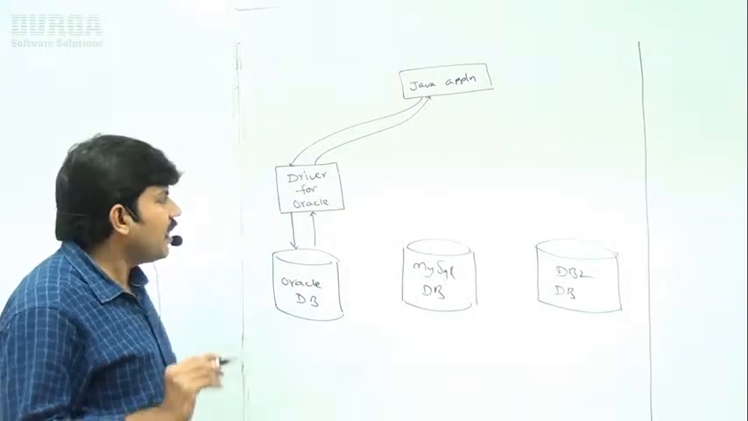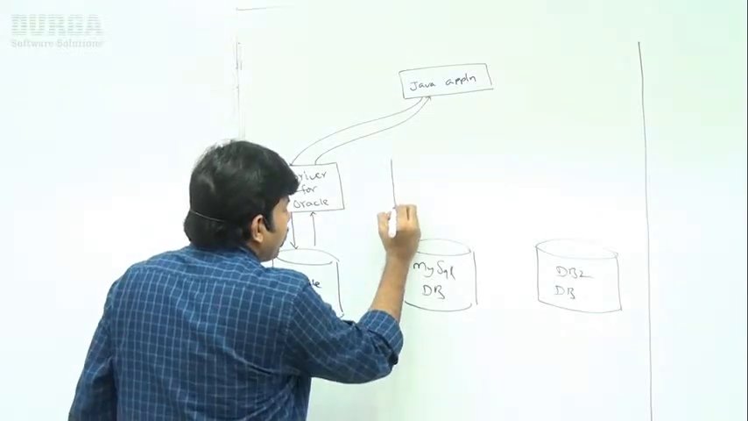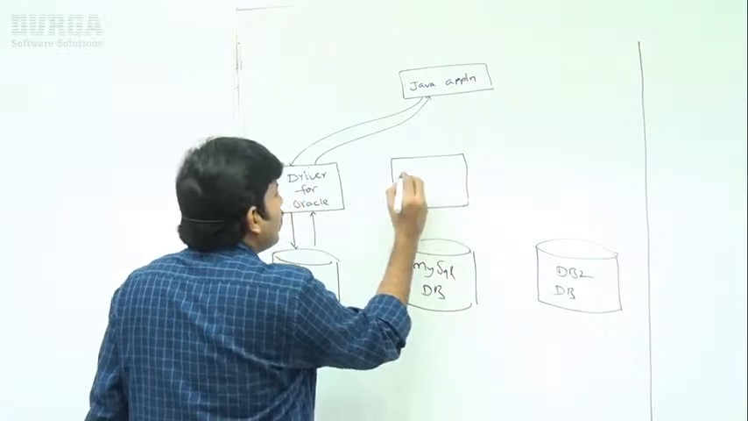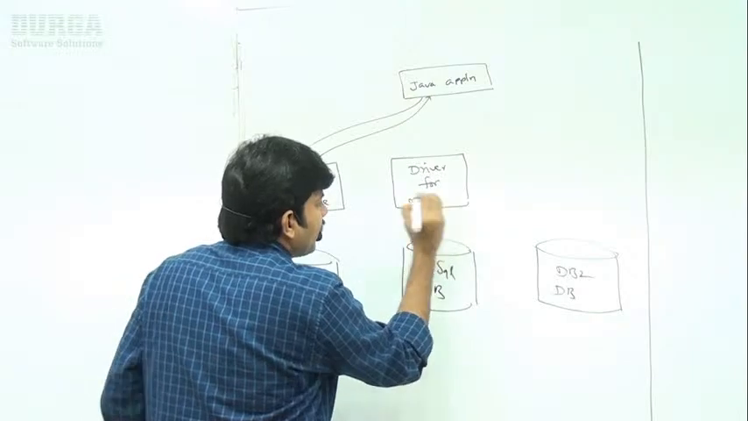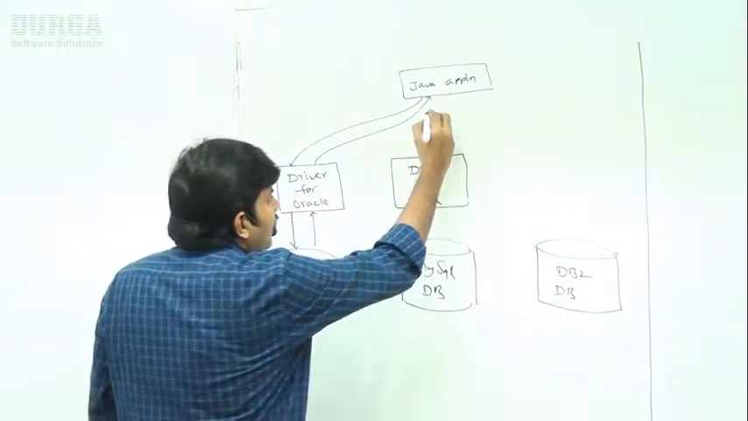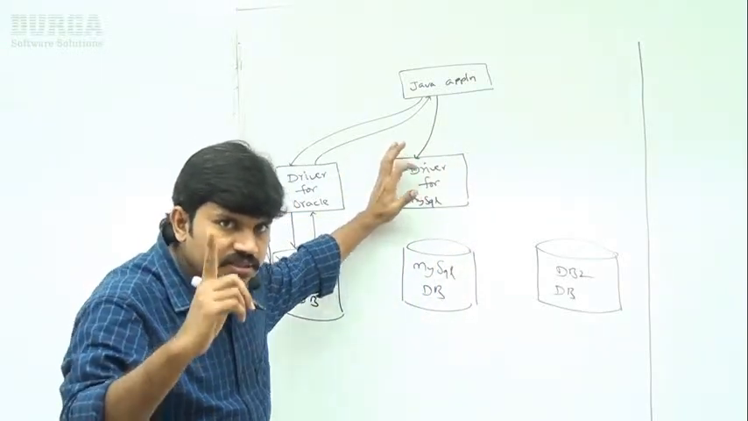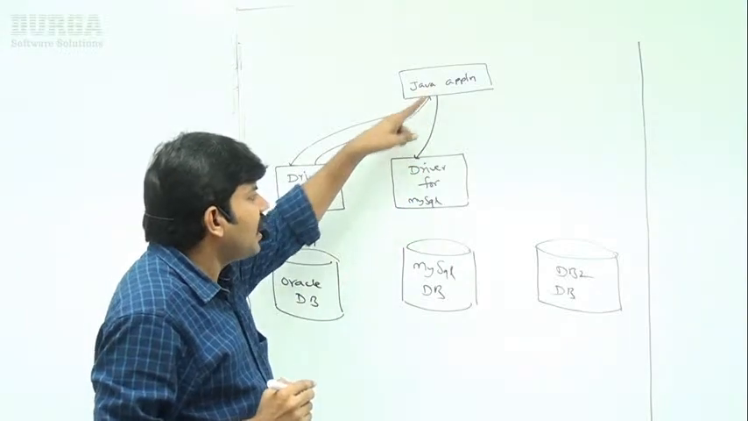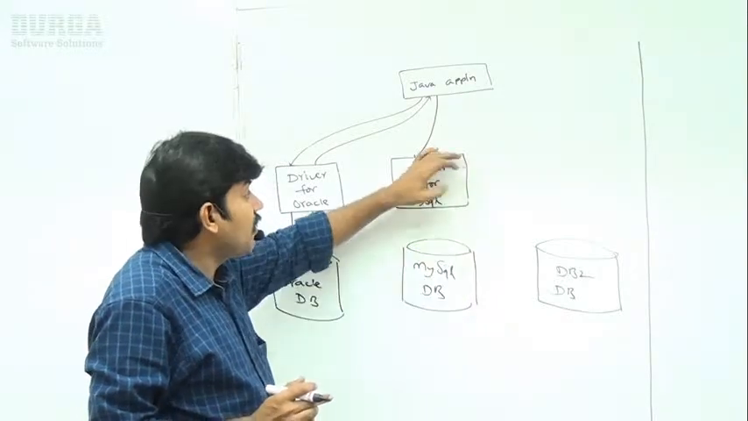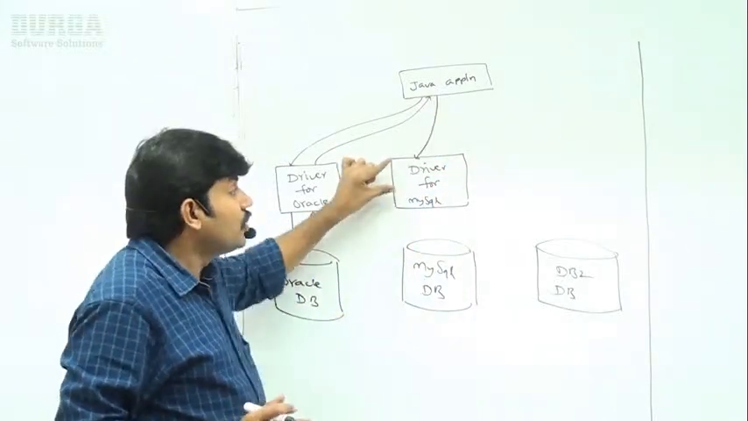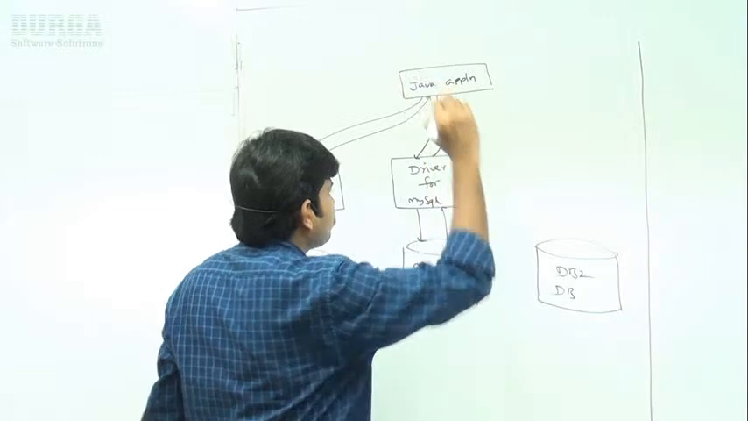Clear, right? Okay? Same way, I want to communicate with MySQL database. To communicate with MySQL database, what do I have to do, sir? Here, a driver for MySQL. Sir, the Java application can communicate with this driver software. This driver software converts Java calls into MySQL database specific calls, and MySQL database specific calls into Java calls. Who is going to take care, sir? This driver is going to take care. Remember this one.